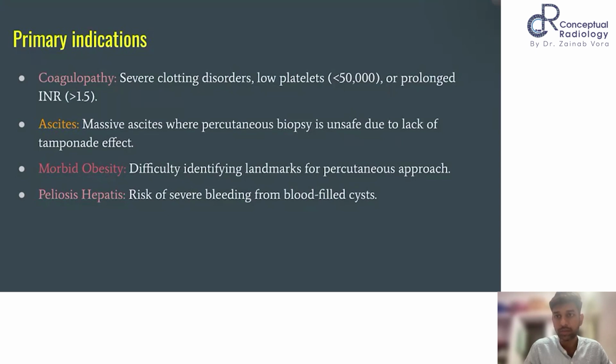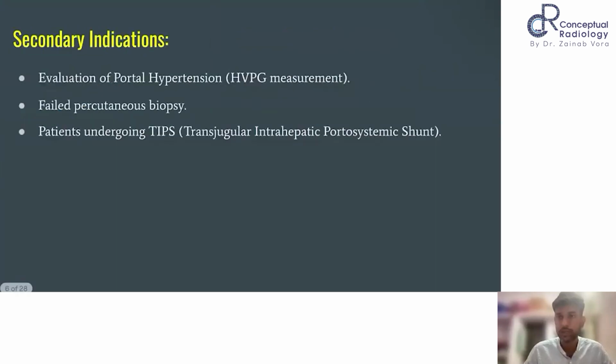So the liver. We were talking about indications. These are the primary indications: coagulopathy, ascites, morbid obesity, and peliosis hepatis. Coming to secondary indications, when we want to measure portal vein pressure, there is a need to measure HVPG. We can use TJLB, in which we can do both procedures at the same time. So that is one advantage.